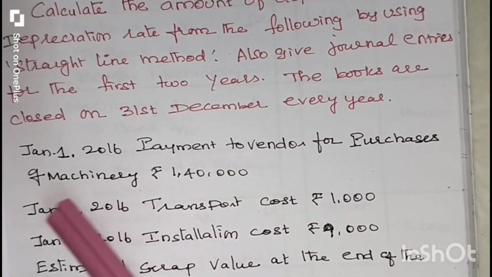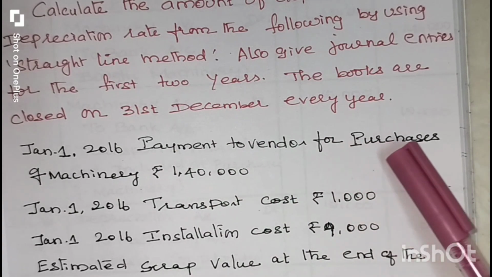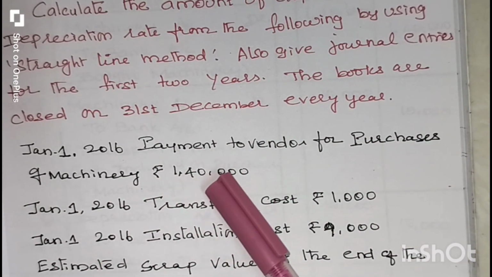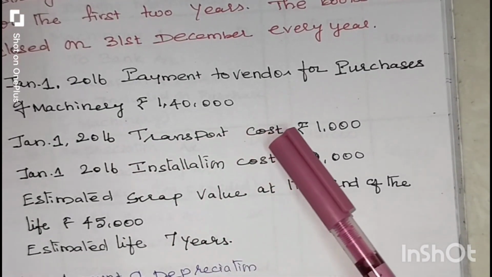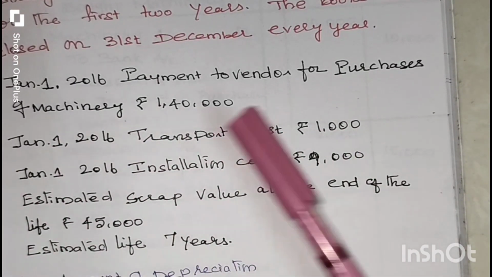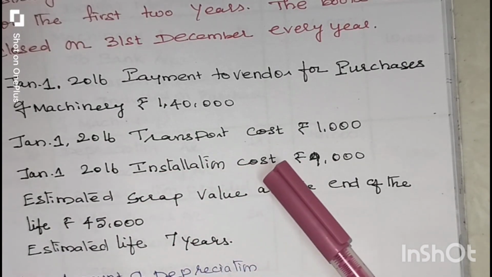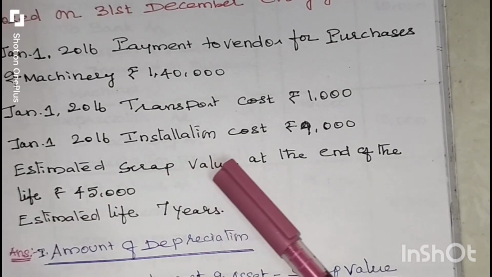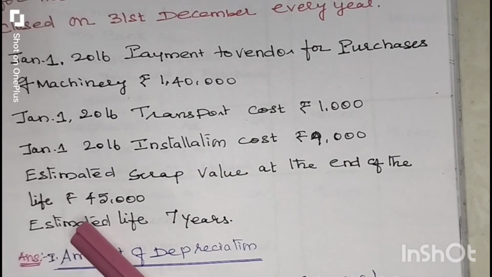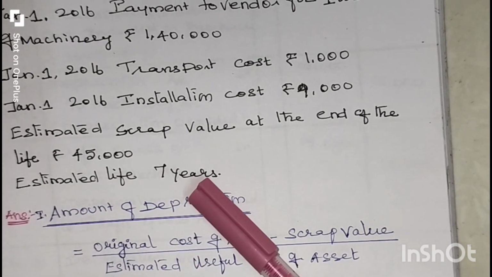The transactions are: January 1, 2016, payment to vendor for purchase of machinery rupees 1,40,000. January 1, 2016, transport cost rupees 1,000. January 1, 2016, installation cost rupees 9,000. Estimated scrap value at the end of the life is rupees 45,000. Estimated life is 7 years.